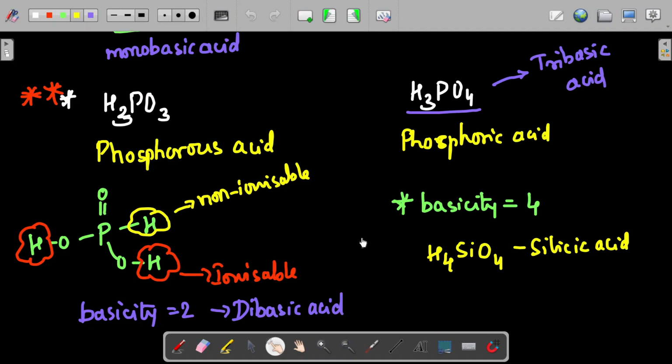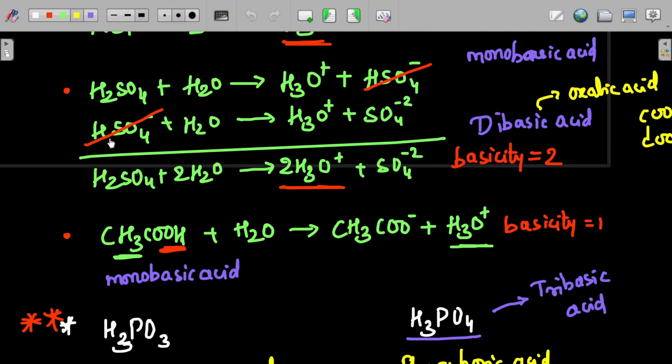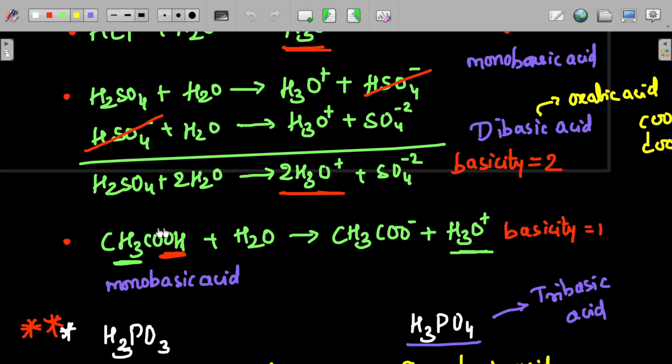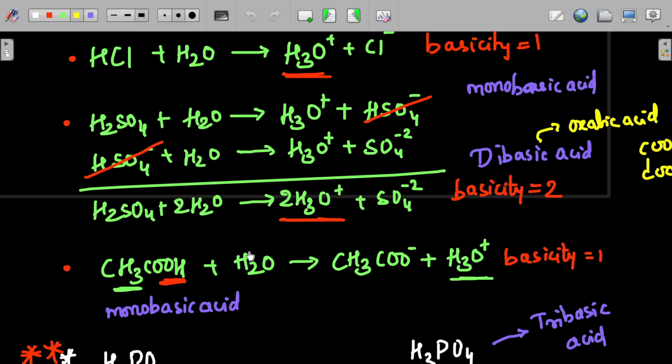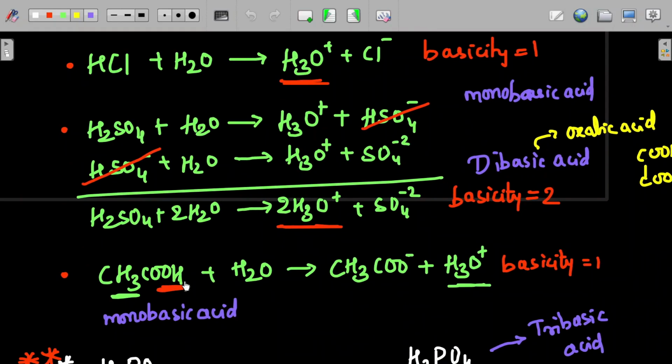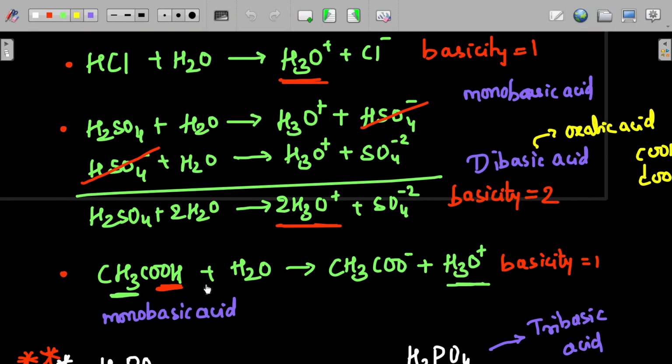So again, if they ask you to give a reason also, you have to explain simply based on the definition only. For example, if they ask you the reason why acetic acid is a monobasic acid, you go with the definition only: when one molecule of acetic acid is dissolved in water, it forms only one hydronium ion. Hence, its basicity is 1. Even though it has 4 hydrogens, only one hydrogen is ionizable. The remaining 3 are non-ionizable.